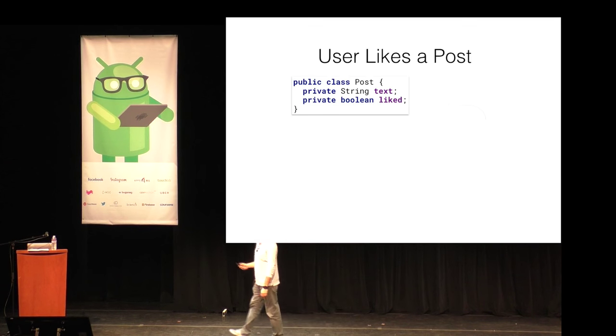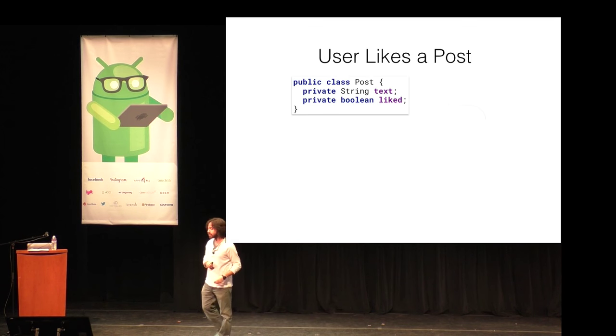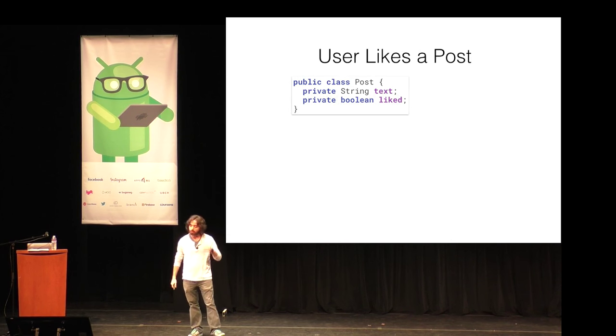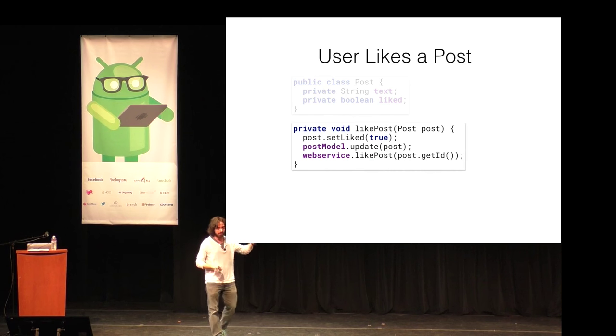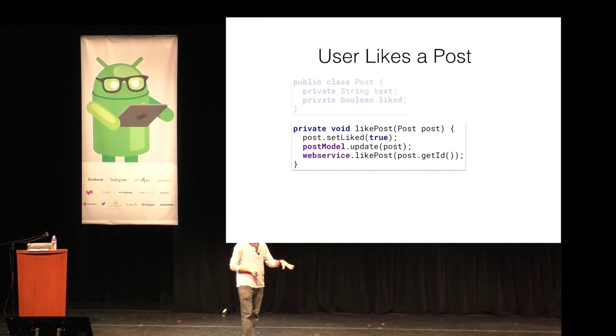So for example, let's say we have some list of posts and the user can like a post locally. So we implemented this properly. When the user likes a post, we mark it as liked and we save it to the model. Everything works great. The user instantly sees that like while we are trying to synchronize it to the server.